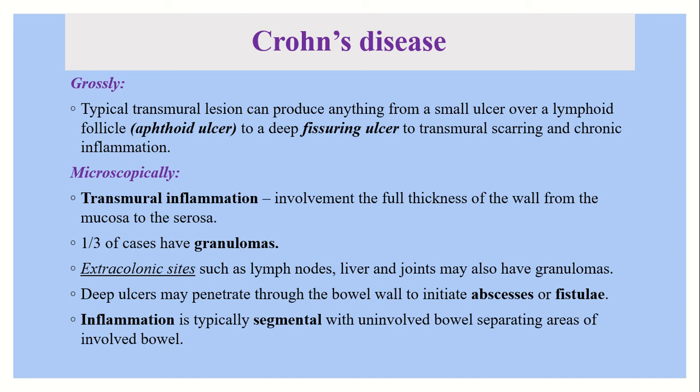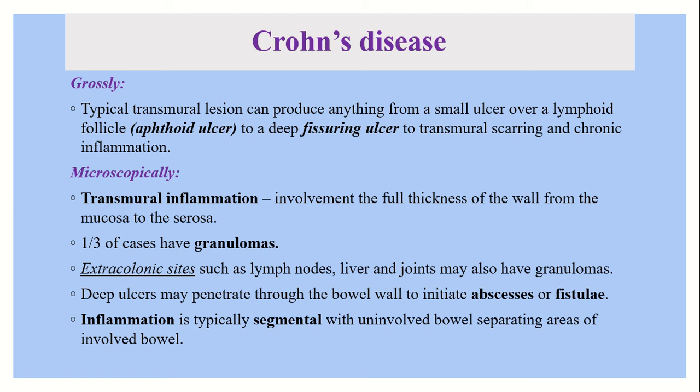Grossly, the typical transmural lesion can produce anything from a small ulcer over a lymphoid follicle, we call it an aphthoid ulcer, to a deep fissuring ulcer, to transmural scarring and chronic inflammation. Macroscopically, there are cardinal histologic features of Crohn disease. The first of them is transmural inflammation, the involvement of the full thickness of the wall from the mucosa to the serosa.